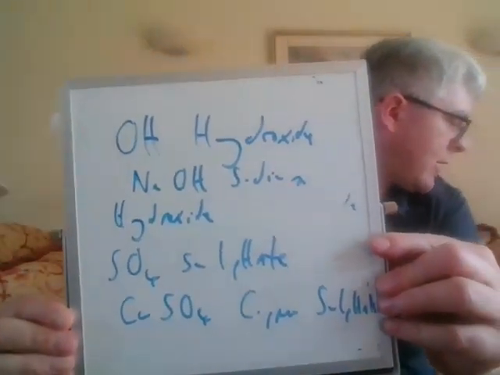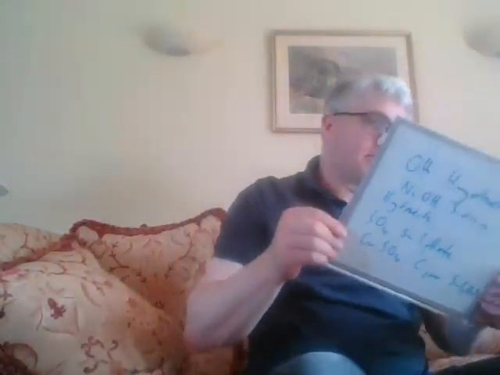So again, OH is called hydroxide. So we've got sodium hydroxide there. Na is the chemical symbol. And SO4, so that's 1 atom of sulfur, 4 of oxygen, is called sulfate. And copper sulfate, I've got copper sulfate there. The chemical symbol for copper is Cu, as you know, and SO4. That's copper sulfate. So I just thought I'd show that to you.